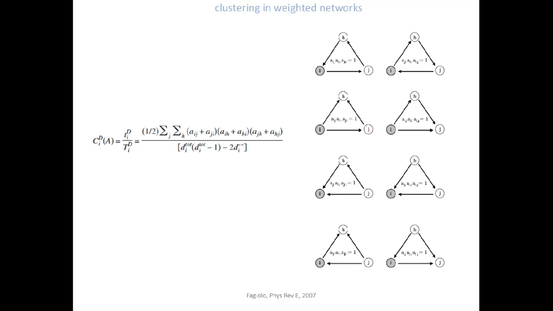In directed networks, it's a bit different because now we've got arrows on the edges, and so we can have different types of triangles depending on the way in which the arrows are running. Essentially we can have 8 different directed triangles based on the patterns of flow in the network. And this is the general formula for computing it. Again, I'm not going to go into the details because most of what we do in imaging is focused on undirected networks. But if you're interested, there's this paper by Fagiolo that describes the logic and rationale of it.